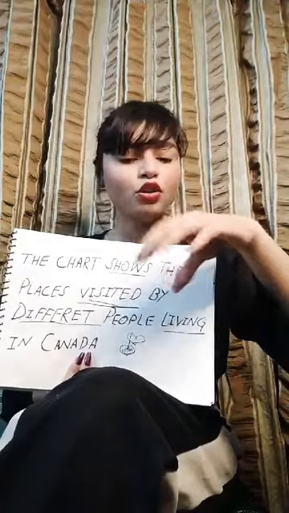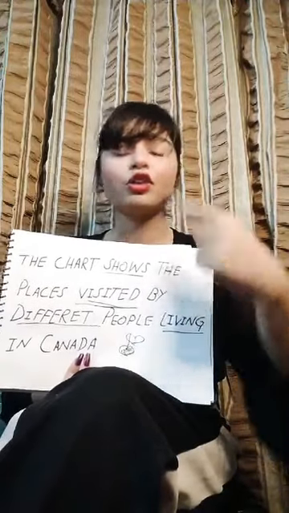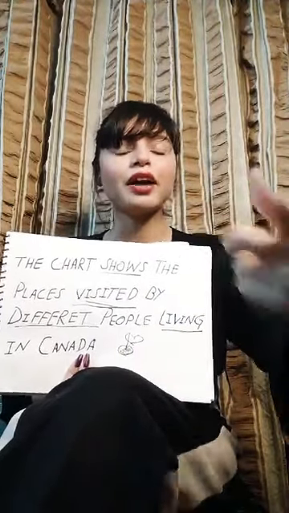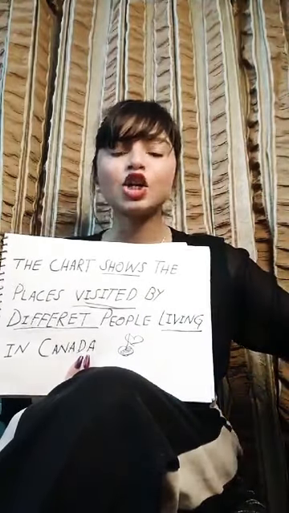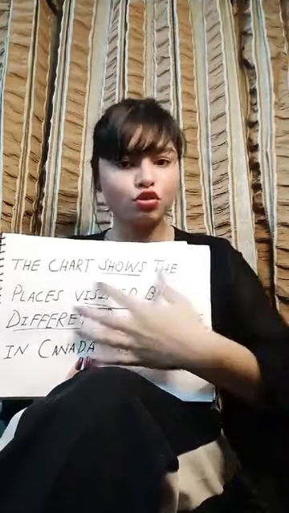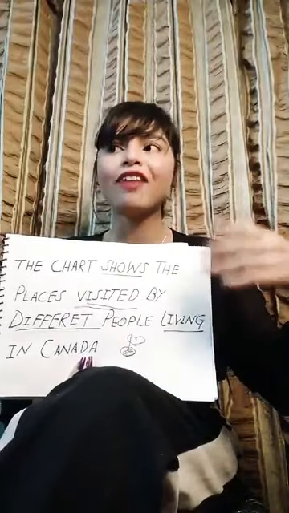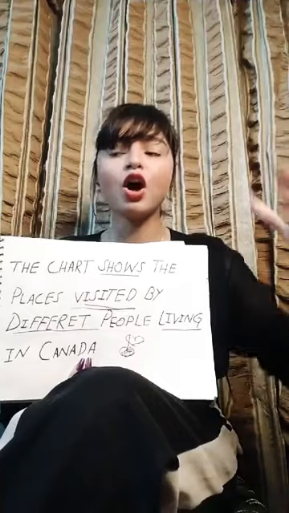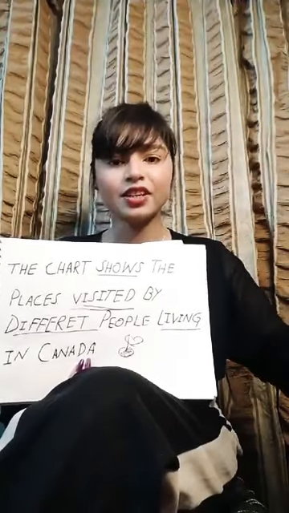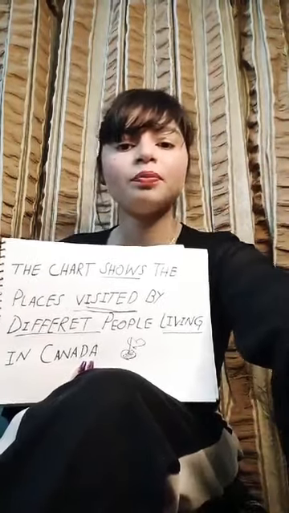You know, if you want to say that I visited Canada, you can say I have been to Canada. I have been to Canada. So you can use visited in the sense of people who have been to, who have been to Canada, who have been to different places in Canada. You can use it that way as well.